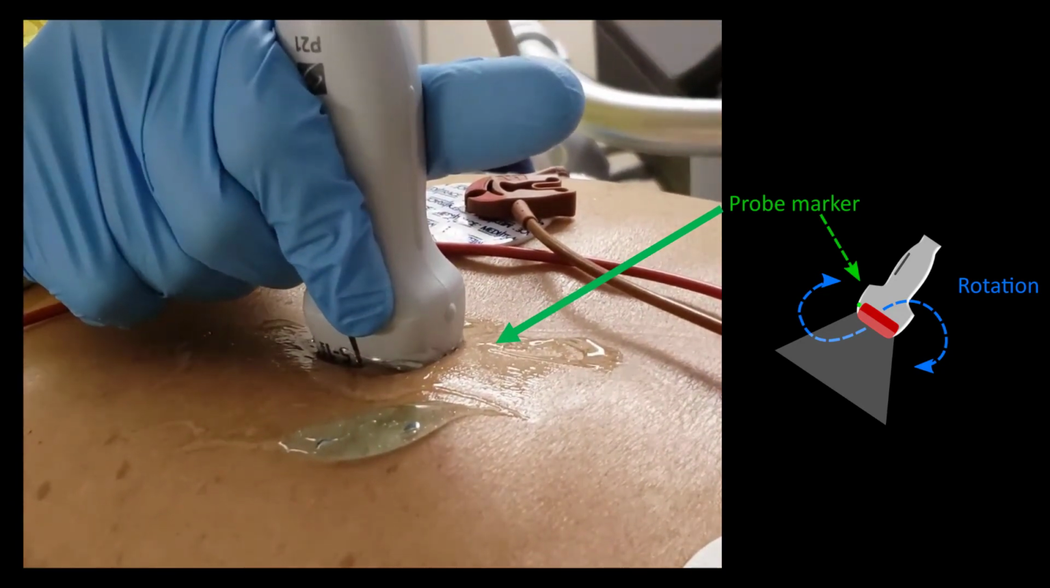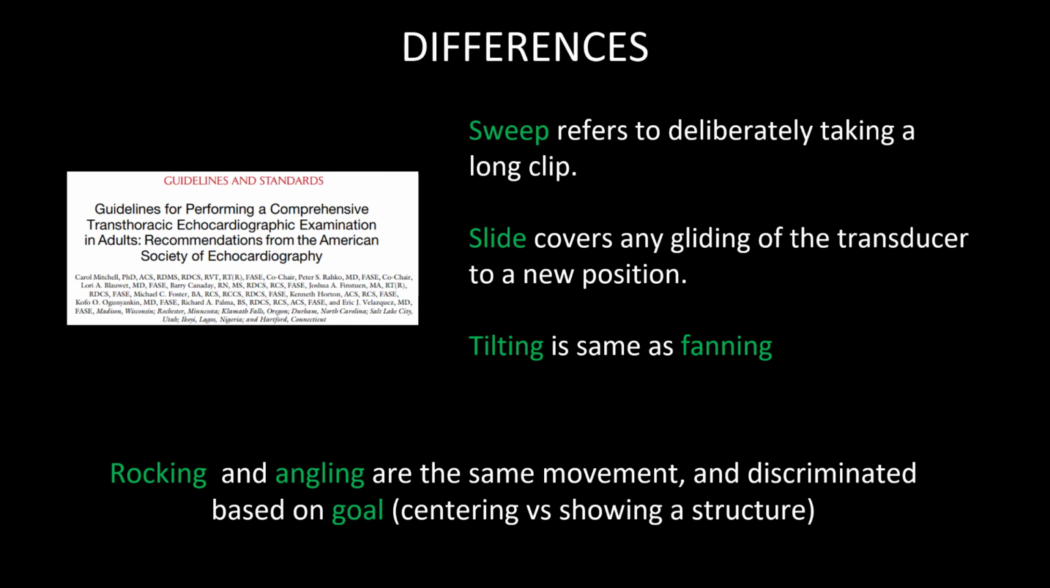To summarize, we have used the Banner document as our main reference in this video. The ESC guideline is a bit more difficult to understand as it incorporates the goal of the maneuver for some elements and technical factors on the machine. Sweep refers to taking a long clip. ESC slide covers both sweep and slide in the Banner nomenclature. Tilting is simply a different term from fanning.